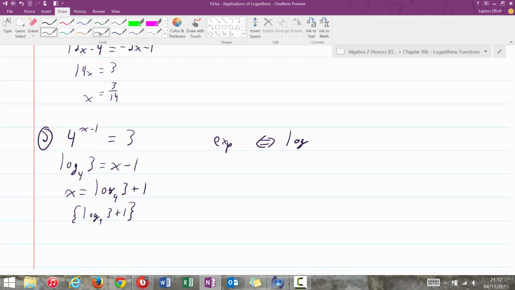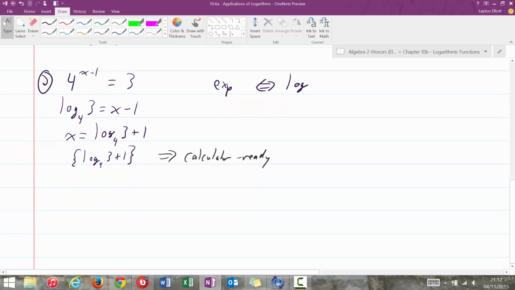However, if I want to put it into a calculator ready mode, meaning a mode that I could enter into any calculator, not just mine, TI Inspires that have logs at different bases, what I'd want to do is change the log base 4 of 3 into something else. And what I'm going to ask you guys to do is actually use the natural log.